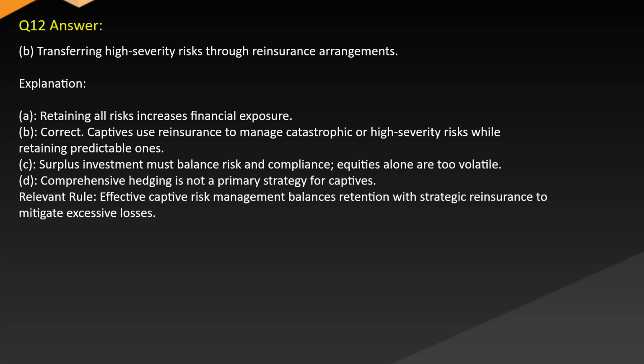Explanation A. Retaining all risks increases financial exposure. B. Correct. Captives use reinsurance to manage catastrophic or high-severity risks while retaining predictable ones. C. Surplus investment must balance risk and compliance. Equities alone are too volatile. D. Comprehensive hedging is not a primary strategy for captives. Relevant rule: effective captive risk management balances retention with strategic reinsurance to mitigate excessive losses.